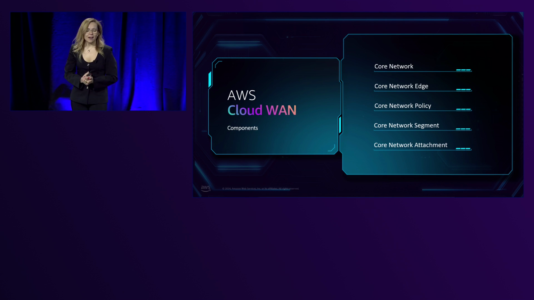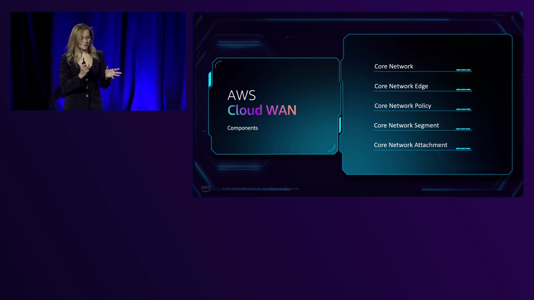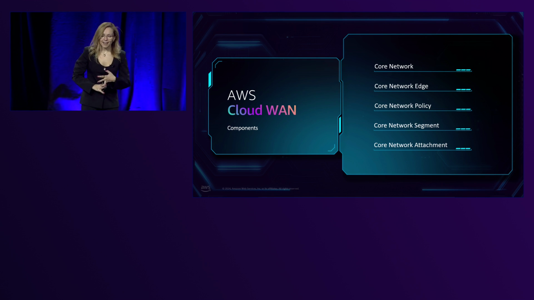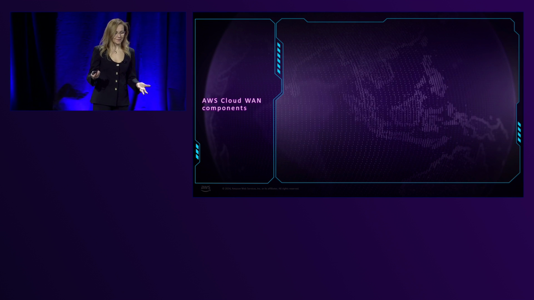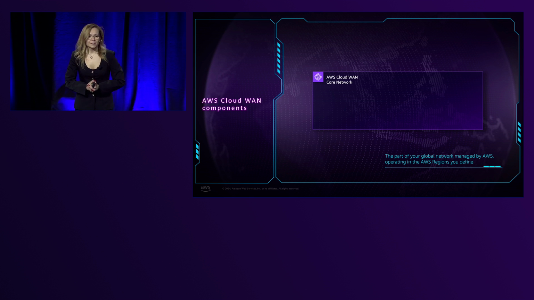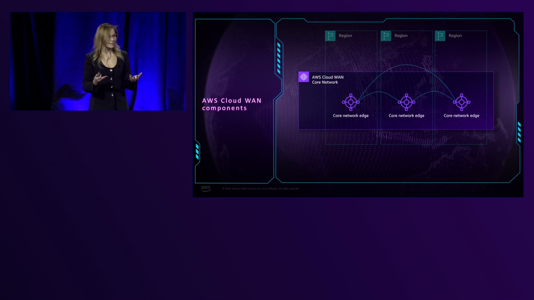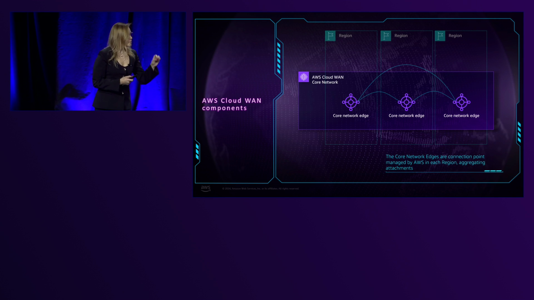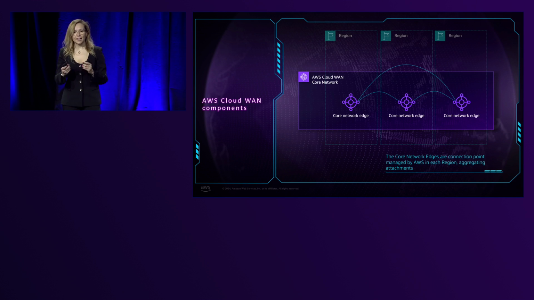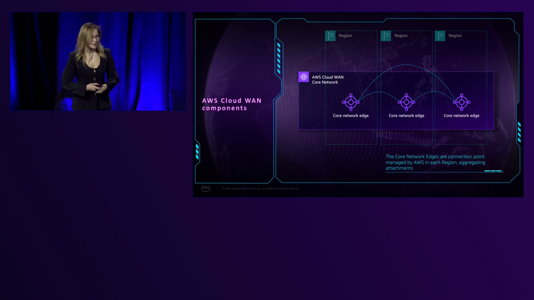Now, with Cloud WAN, we have a couple of components that we need to recap before we dive into the new features. We have core network edge, policy, segment, and attachment. Let's see each and every one of these. So the first one is the core network. It's the global construct that AWS manages and spans the regions where you define that core network to exist in the network policy. In each region, Cloud WAN maintains a core network edge, which is the routing hub in that region. It's the place where all the attachments are associated.